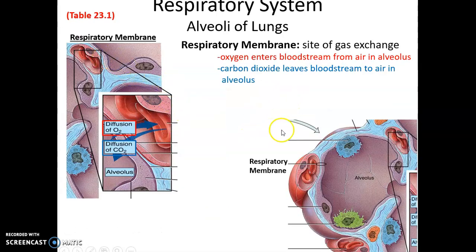All right, the respiratory membrane. The respiratory membrane is formed between the alveolus and the blood capillary, and the respiratory membrane allows oxygen to go from the air in the alveolus into the bloodstream and allows carbon dioxide to go from the bloodstream into the air of the alveolus.